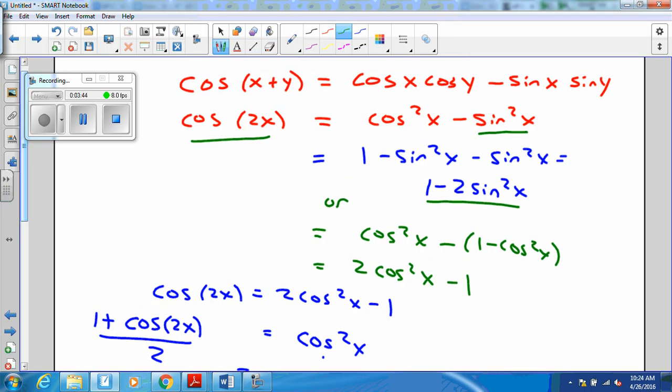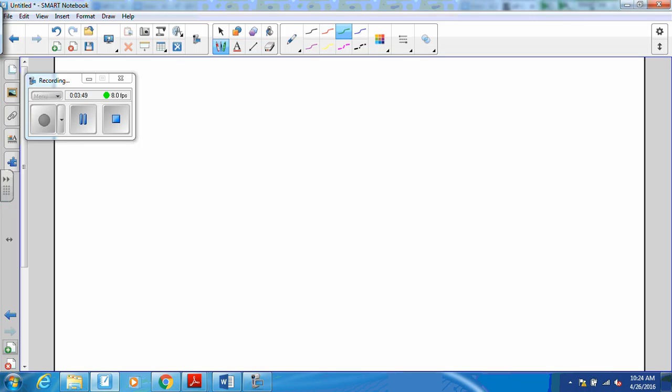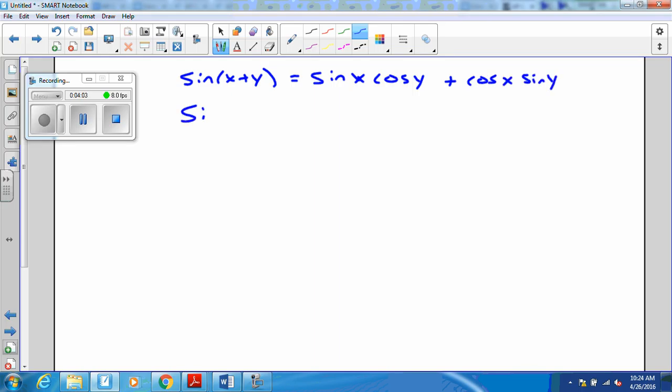Since there is a double angle identity for cosine, you might wonder if there's a double angle identity for sine. Of course, there is. And it comes about in the exact same kind of a fashion. So we have sine of x plus y equals sine x cosine y plus cosine x sine y. So that the double angle identity for sine is found by replacing y with x here and getting sine x cosine x plus cosine x sine x.